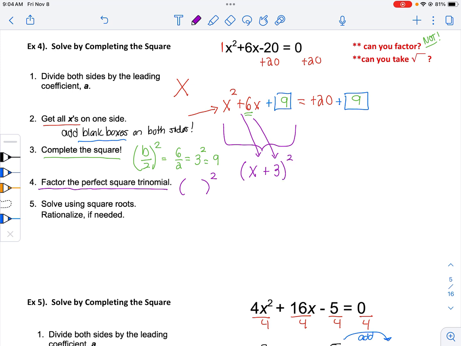The other way you can look at it is going back to the factoring that we learned in the last unit. All we're asking ourselves is what 2 numbers multiply to get 9 and add to get 6, and those 2 numbers are 3 and 3. Okay, now on the other side of the equation, we have an addition problem. We're going to add those together to get 29.